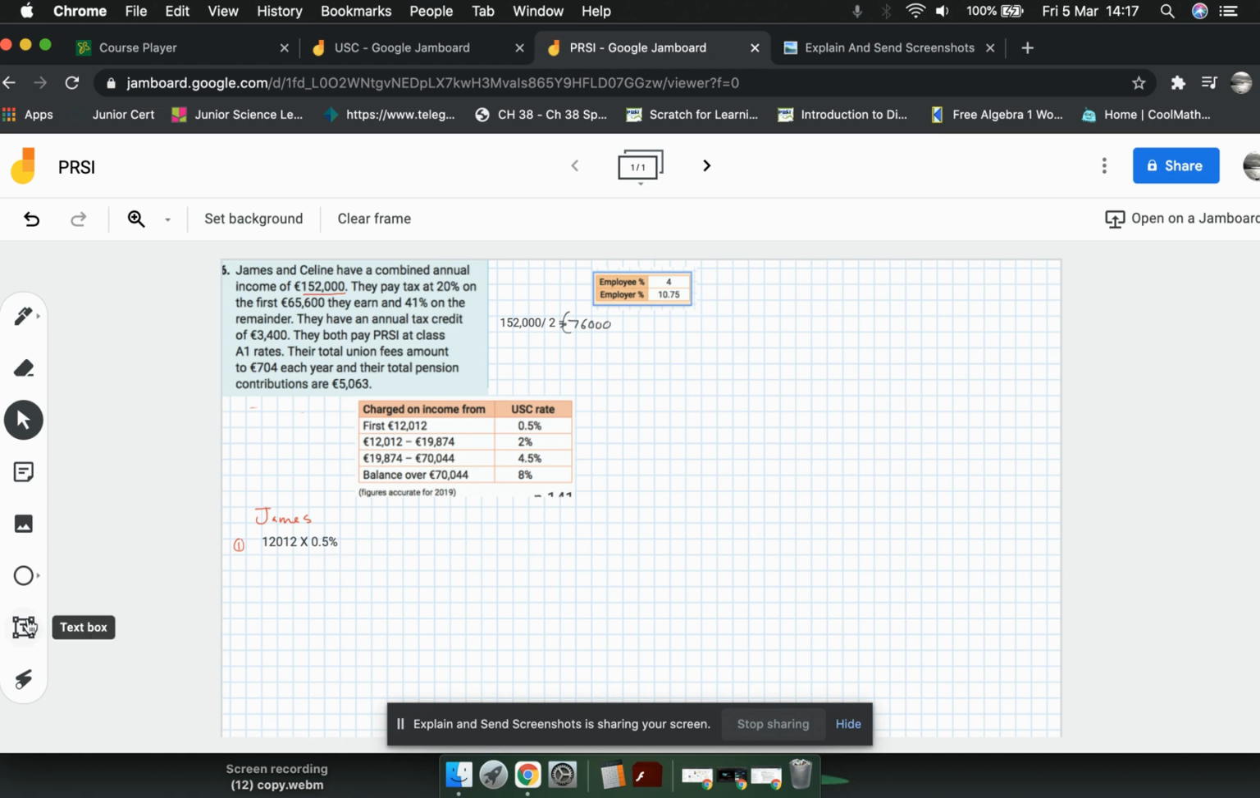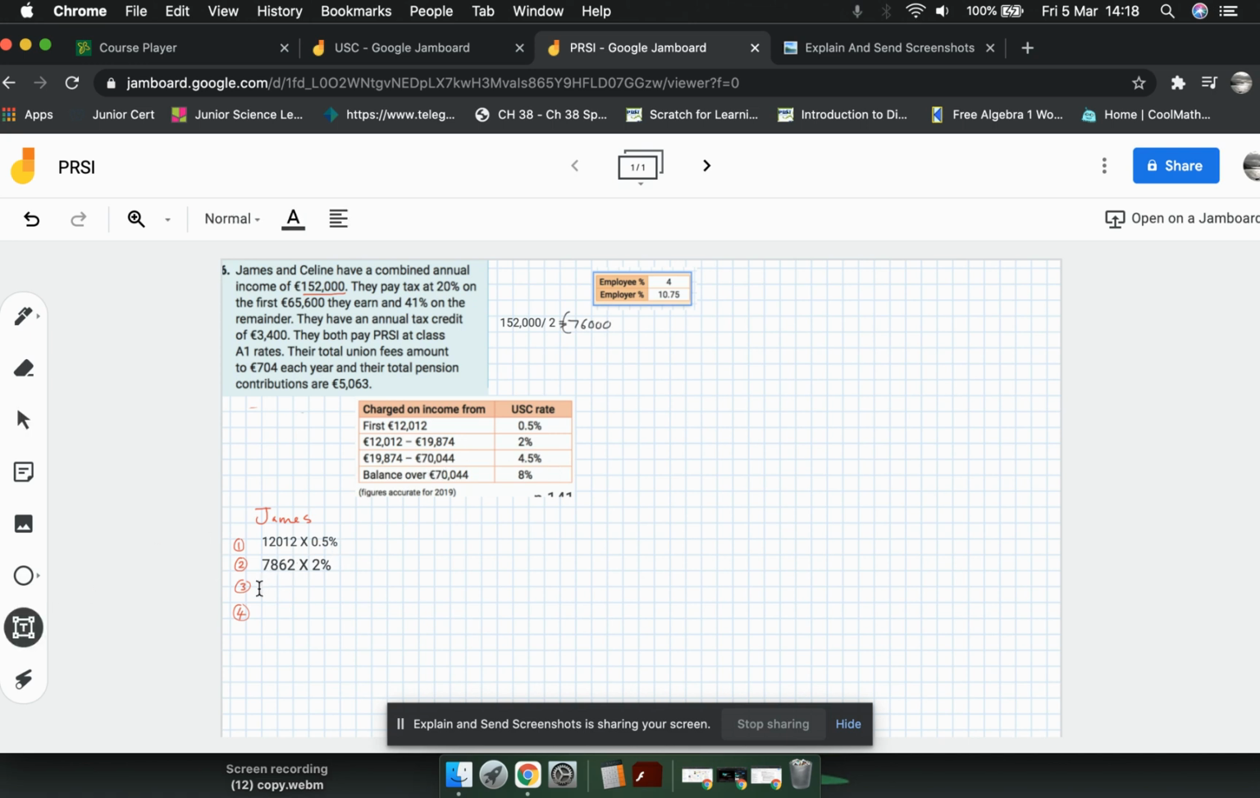When I worked it out in my calculator, I'm getting 7,862 euro, and that's going to be multiplied by this rate, which is 2%. So we have now worked out the second band. That's number 2. Number 3: he's definitely also hitting this band. So we take 70,044 euro and subtract from that 19,874, and this amount of money is being charged at 4.5%.